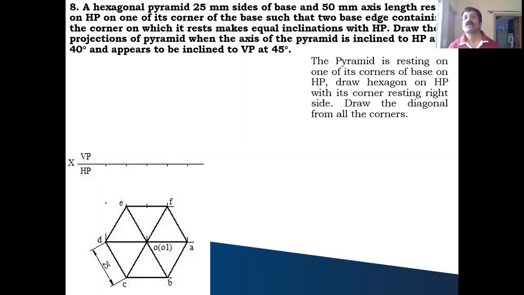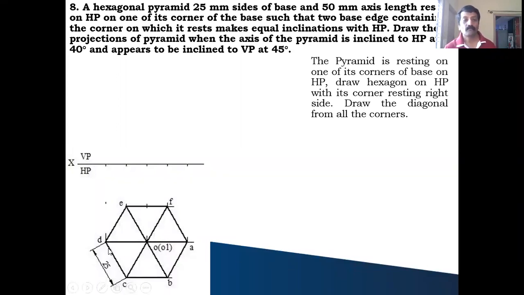Okay, what you should do? You construct a hexagon of 25 millimeter in the top initial position, such that any one of the corners should come right side of you. You draw a circle and use that method to construct the hexagon.